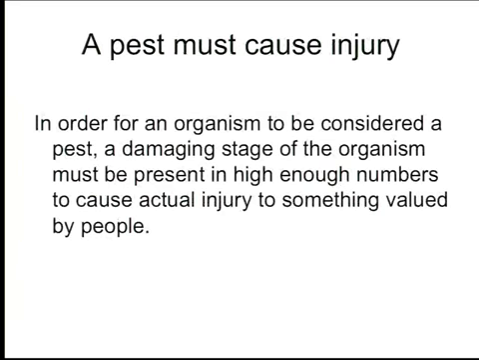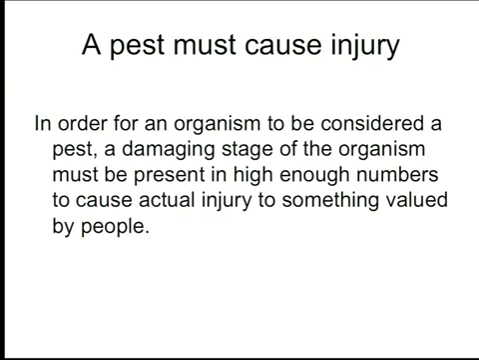So again, just to make things clear, in order for us to consider an organism a pest, a damaging stage of the organism might be present, because not all organisms are damaging at the same stage. For example, there are insects where the larva is the damaging agent, but the butterfly that comes out of the pupa after the larva is not a pest. Or you could have an immature insect that as an adult is a pest, but not as an immature. And there are many others.